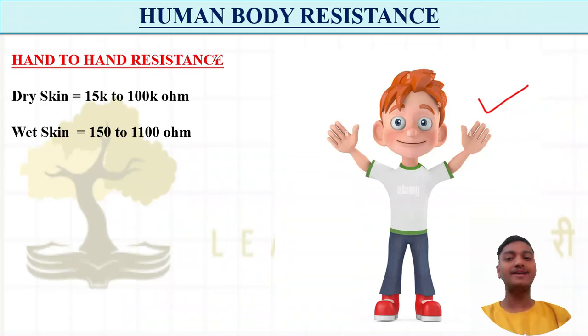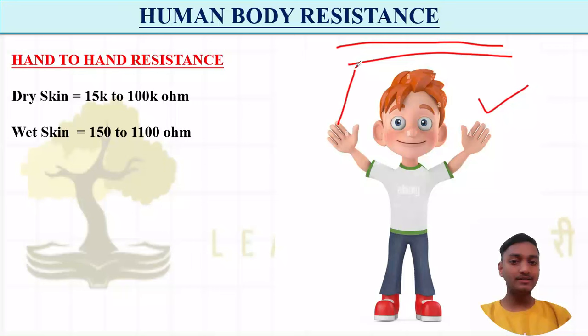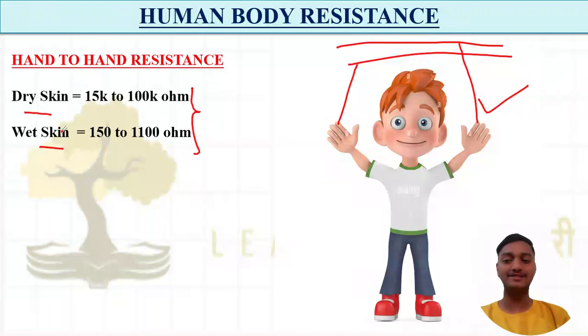Now what is the hand to hand resistance? If I have some wire here, and if I have connected like this, if I touch like this, so this is the hand to hand resistance. That time it will offer the hand to hand resistance. So what is that hand to hand resistance? This value is different in two cases, the dry case and the wet case. In the dry case its value ranges from 15k to 100 kilo ohm, and in the wet case its value ranges from 150 ohm to 1100 ohm.